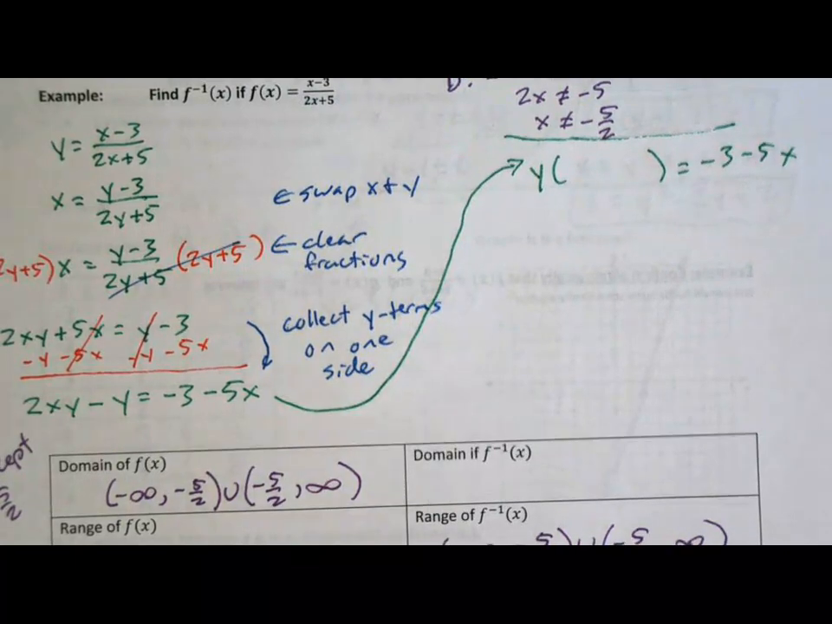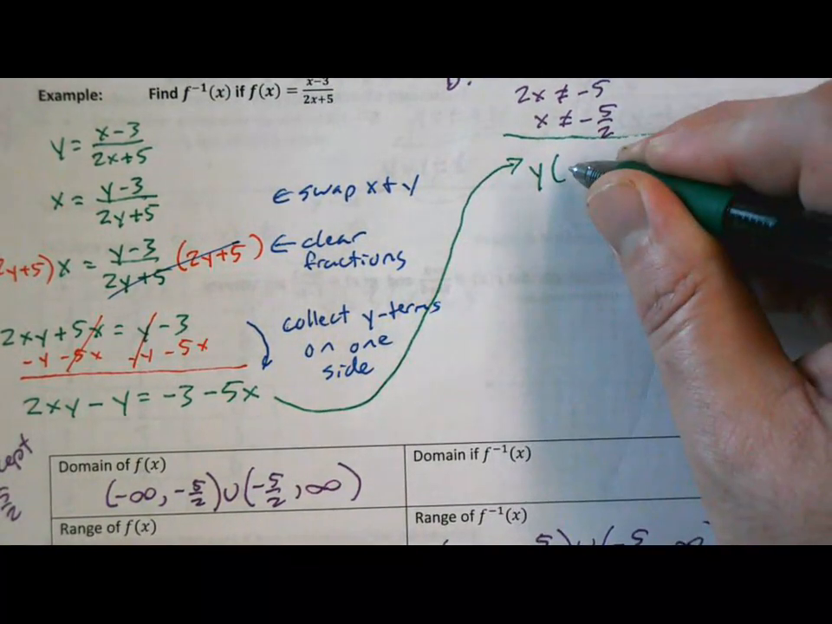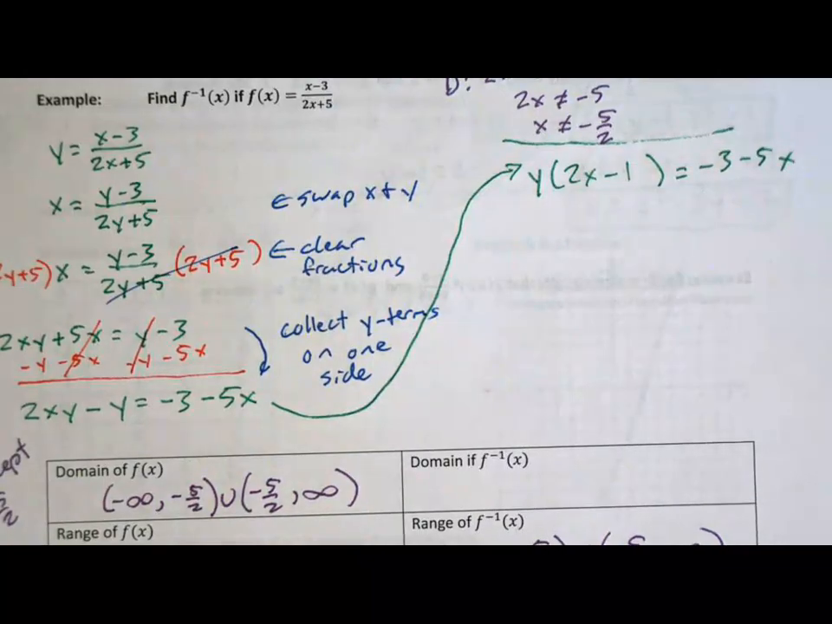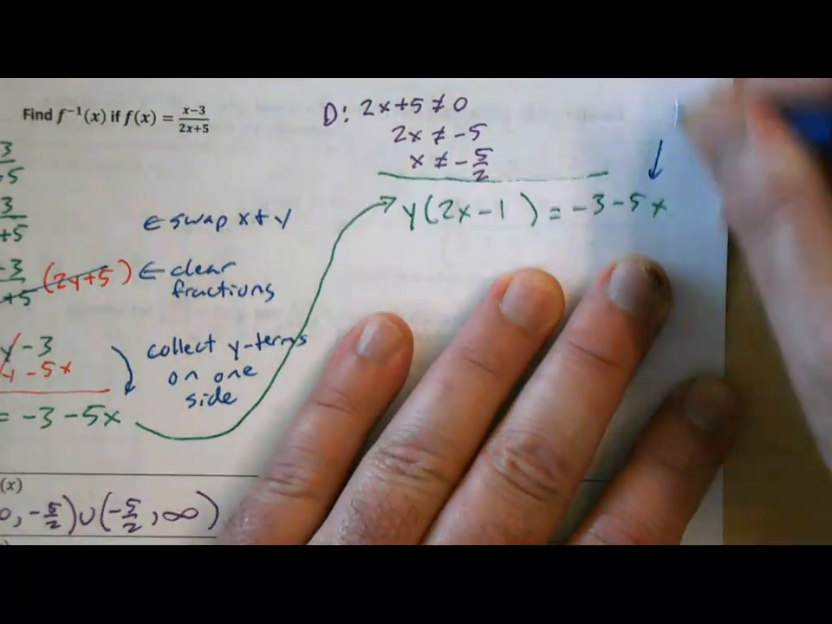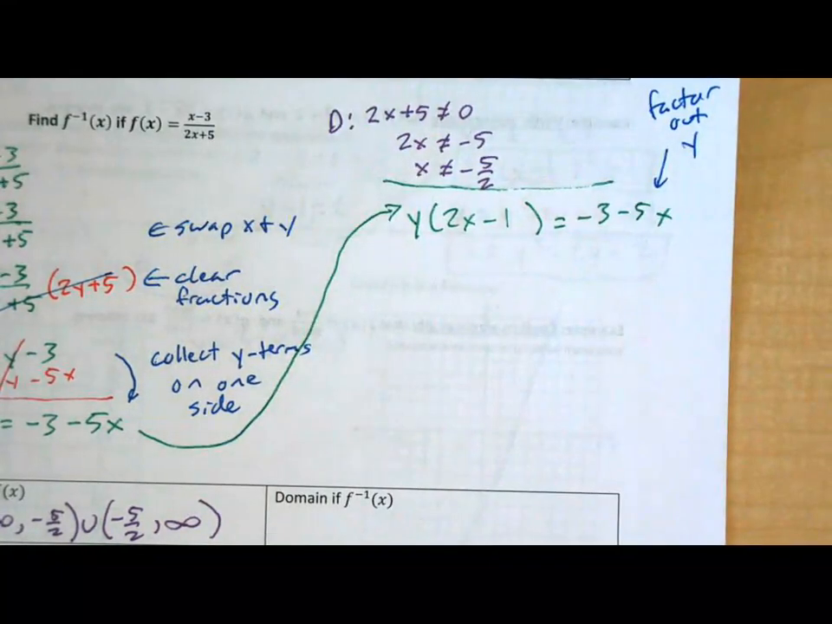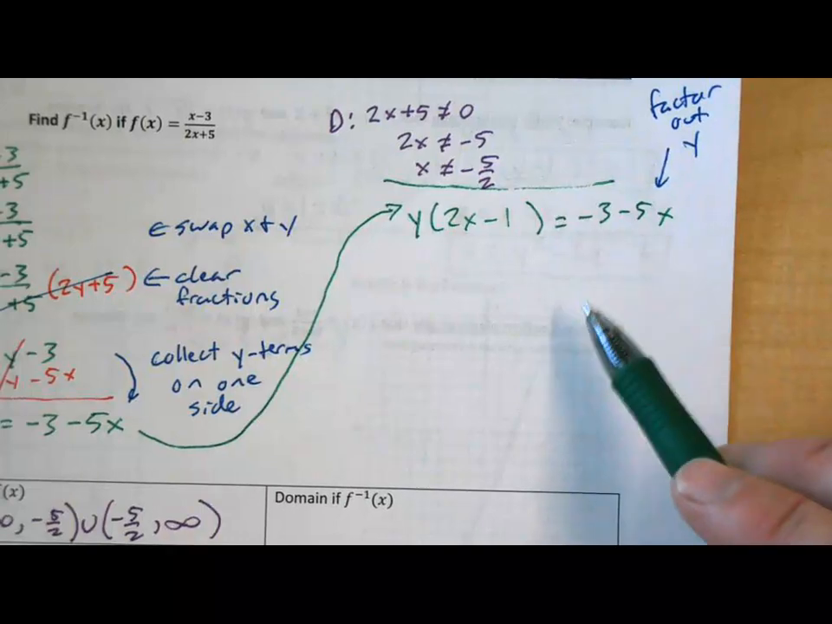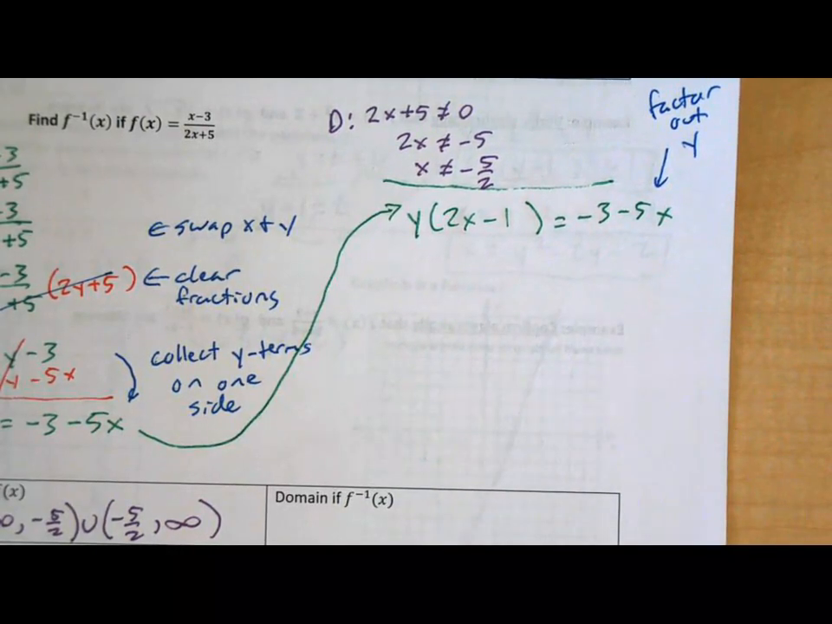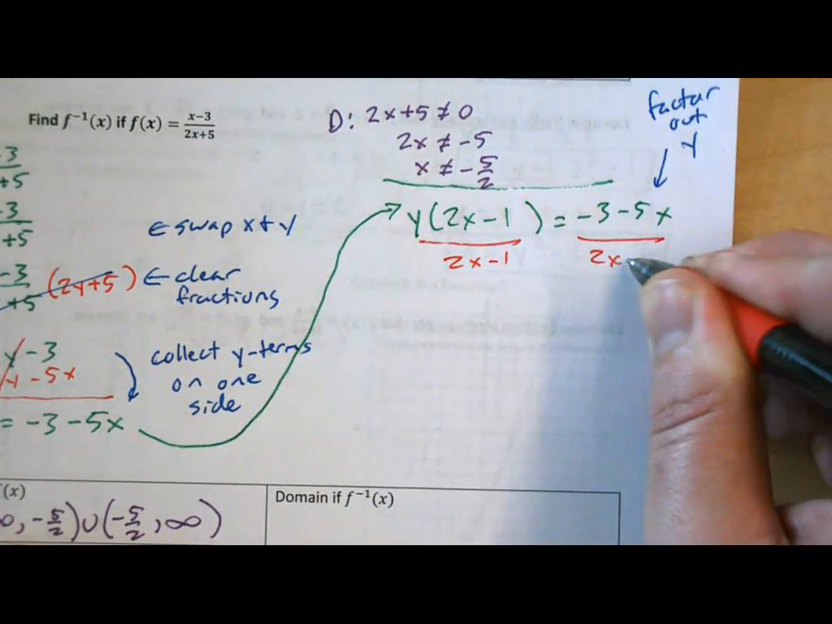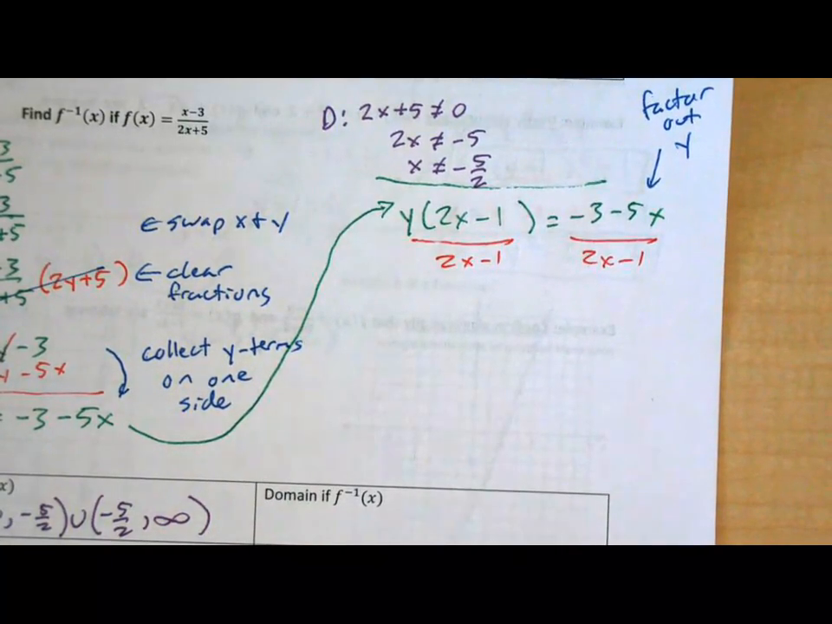So factor out a y. That's going to leave you with 2x minus 1. And I didn't leave myself much room, but factor out y. And can you see the last step now? How are we going to get that y by itself? Well, it's multiplying by 2x minus 1. We're just going to divide on both sides by 2x minus 1. And now we're going to have y by itself, so we're done.